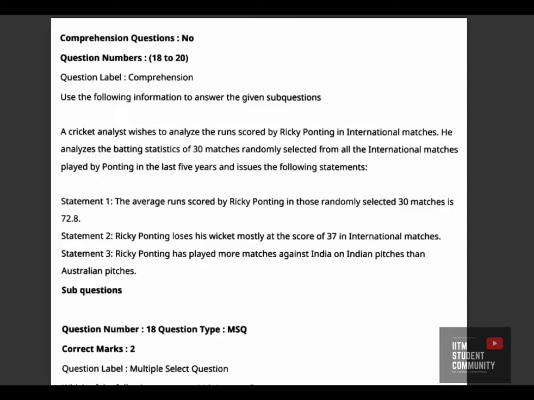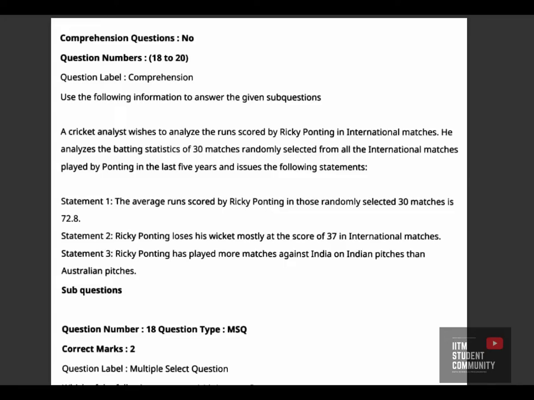The first question says, a cricket analyst wishes to analyze the runs scored by Ricky Ponting in international matches. He analyzes the batting statistics of 30 matches randomly selected from all the international matches played by Ponting in the last 5 years and issues the following statements.